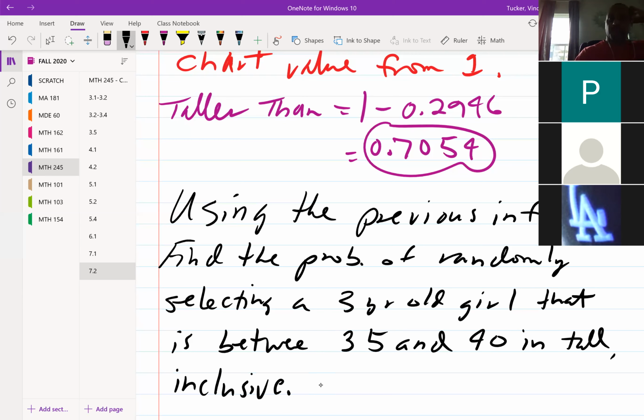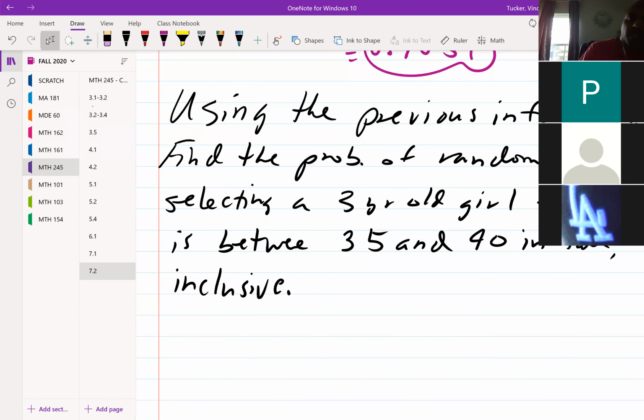All right, so using the previous information, find the probability of randomly selecting a 3-year-old girl that is between 35 and 40 inches tall and inclusive. That means it can't be 35 and can't be 40.